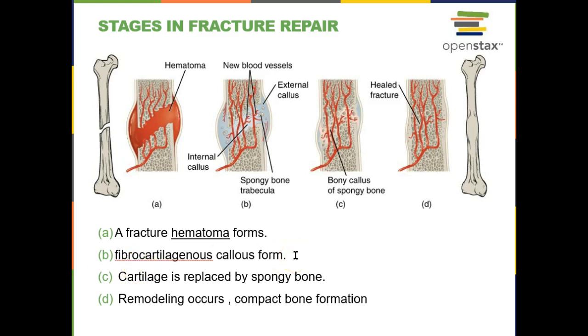Then fracture repair. You just want to commit this list to memory. I can envision some sort of question on the exam like, which of the following is the proper order of steps in fracture repair? If you break a bone, you're going to split a lot of blood vessels, so you're going to get big blood swelling, or hematoma. That is going to be followed by the formation of a fibrocartilaginous callus. This is fibrocartilage that just glues the bones together temporarily until spongy bone can be formed.